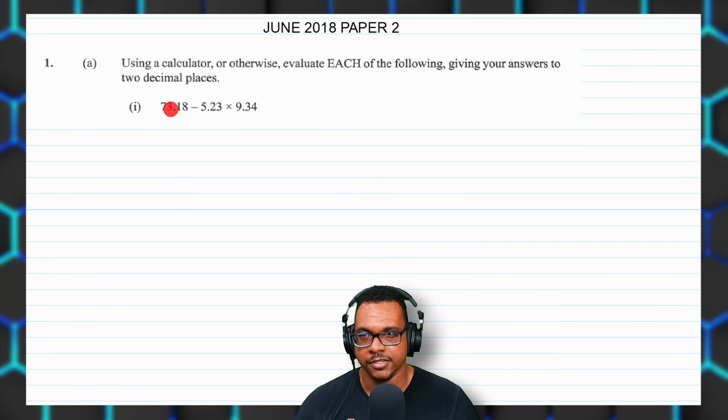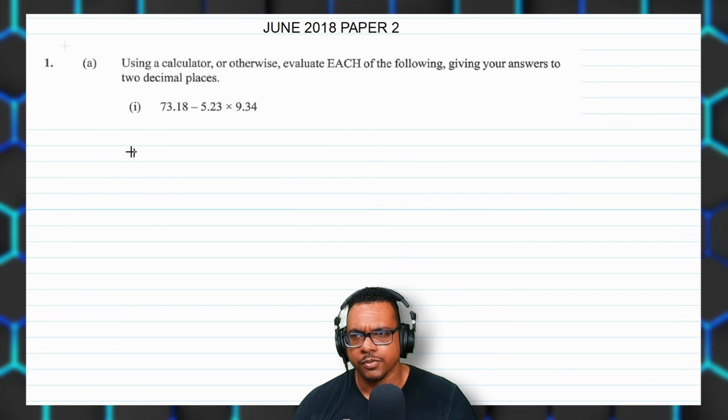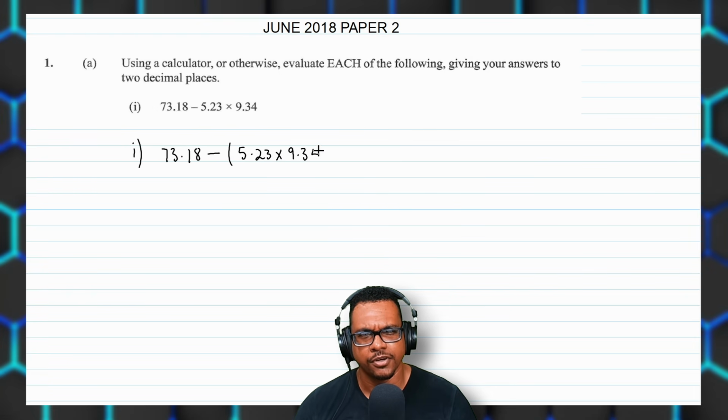But this will be BODMAS, because we have a subtraction and a multiplication, and we know we have to work out the multiplication first before we do the subtraction. So what this would look like is 73.18 take away, and I'll put in brackets, 5.23 multiply 9.34, because we know we have to work out this first, get the answer, and then take this away from whatever answer we get here.